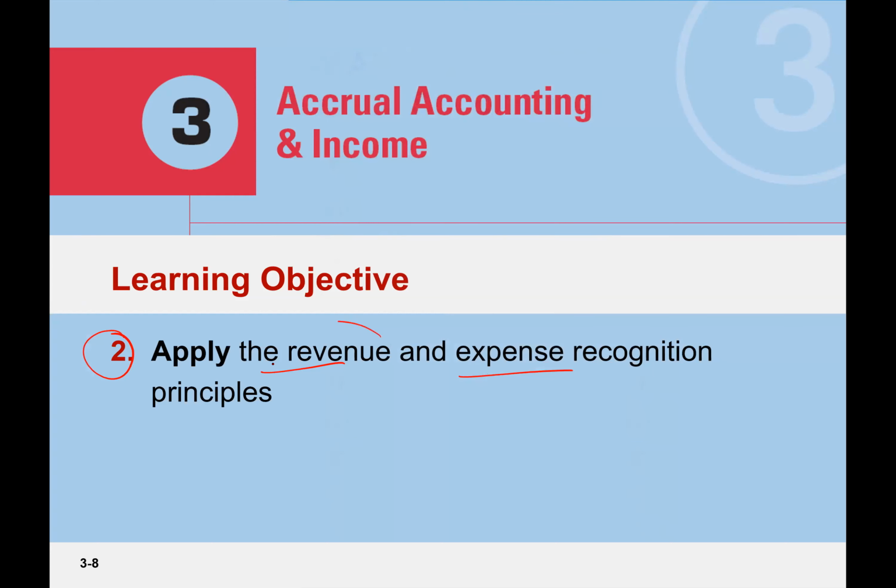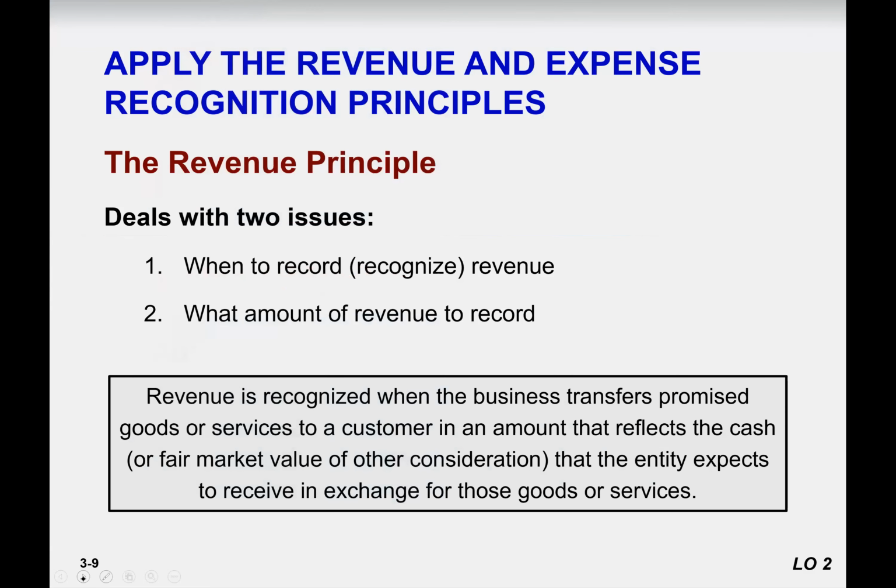Okay, now let's discuss revenue and expense recognition. We already talked about that, but let's talk about this officially. The revenue recognition principle deals with two issues. First, when to record the revenue and what amount of revenue to record. The crux is that revenue is recorded or recognized when the business transfers the promised goods or services to a customer in an amount that reflects the cash or the market value that the entity expects to receive in exchange for those goods and services.